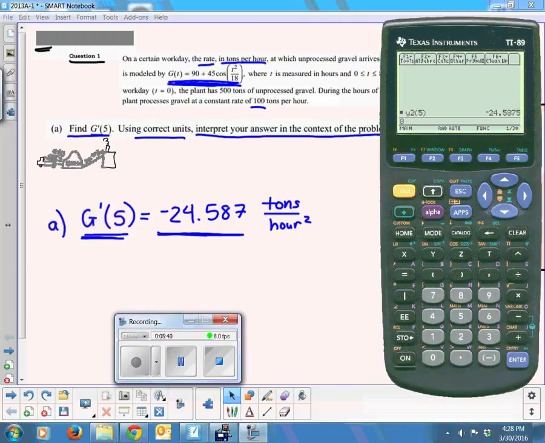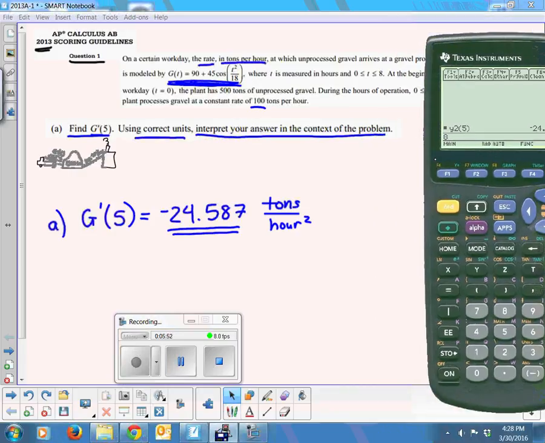Okay. So the rate at which gravel is entering is negative, so it's slowing down. Sometimes, because I know that interpreting the answer in the context of the problem is tough for a lot of people, I try to use the language that they gave us.